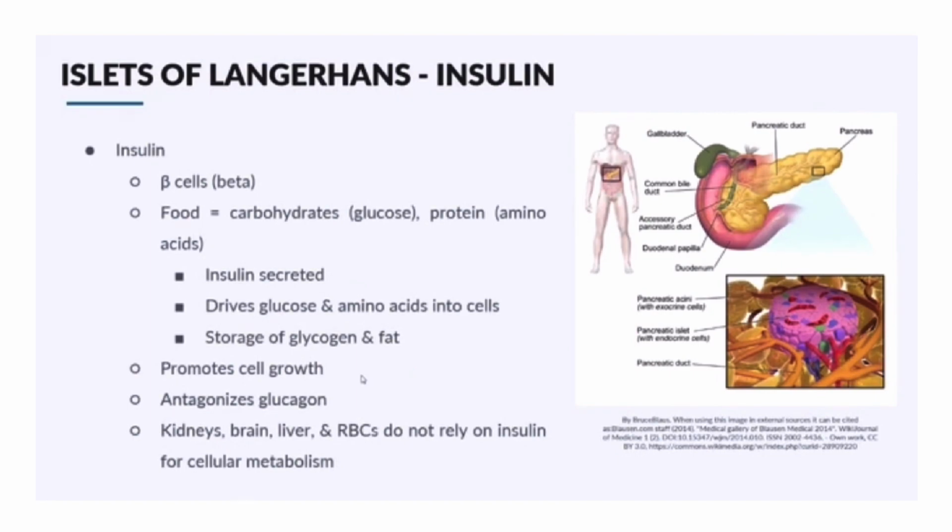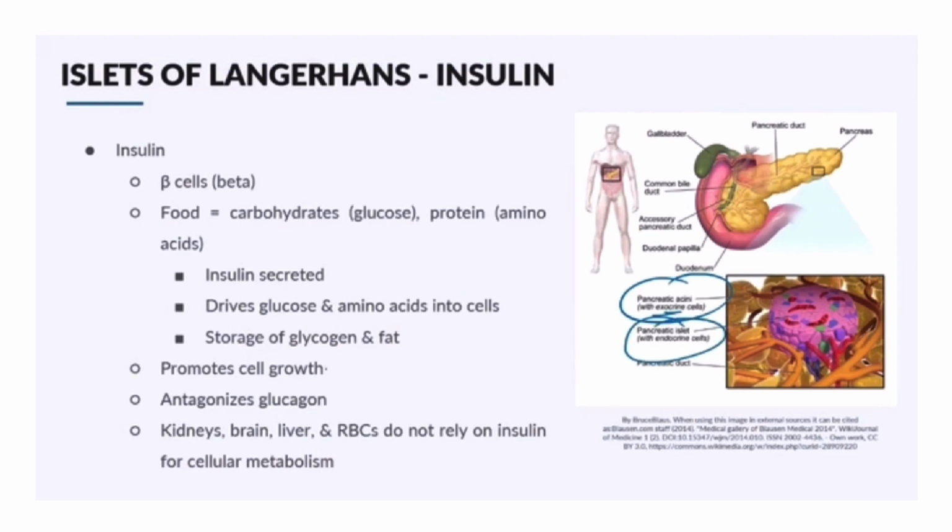The pancreas has several different types of cells, and it's really important to know both the endocrine system and the digestive system. In the pancreas itself, there are these things called pancreatic acini, and these are the exocrine cells. These are the ones responsible for secreting amylase and lipase. But the ones that we're concerned with right now are the islets of Langerhans, or the islet cells, and those are these guys right here. And these are your endocrine cells.